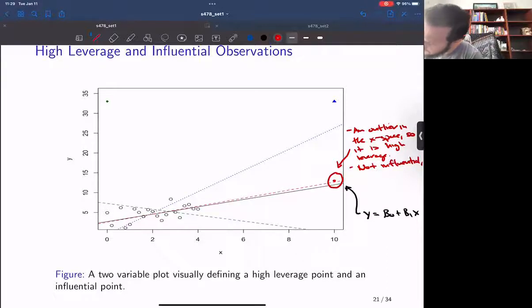Not influential, doesn't change the fit of the line. Okay, any questions? Does that make sense?